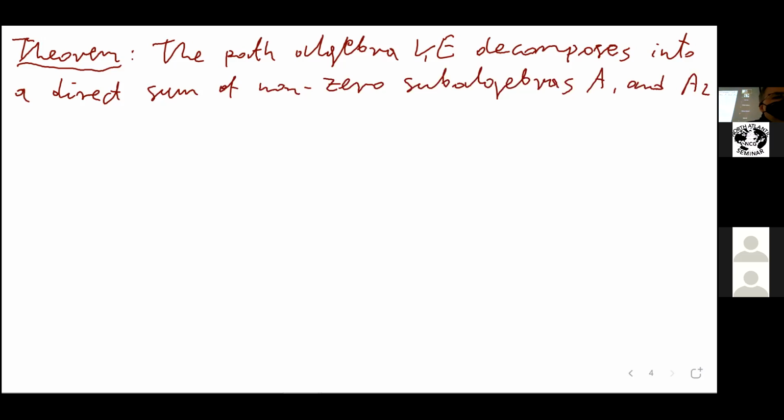And the claim is that this is if and only if E is a disjoint union. Maybe I'll write it in symbols.